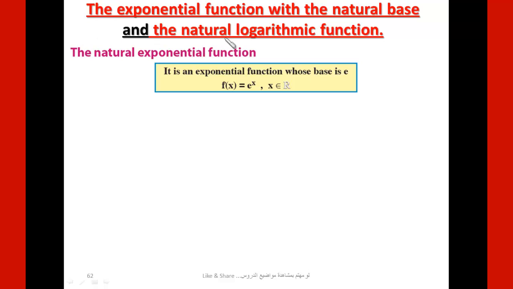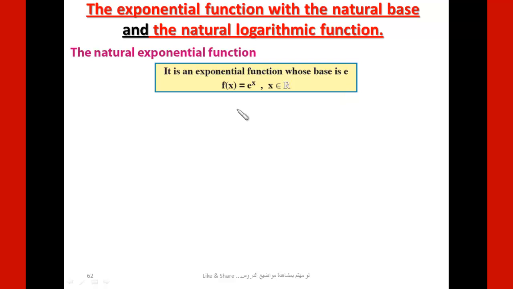The exponential function with the natural base and the natural logarithmic function. First, we'll talk about the natural exponential function. It is an exponential function whose base is e: f of x equals e power x, and x belongs to R. So the natural exponential function is an exponential function whose base is e.